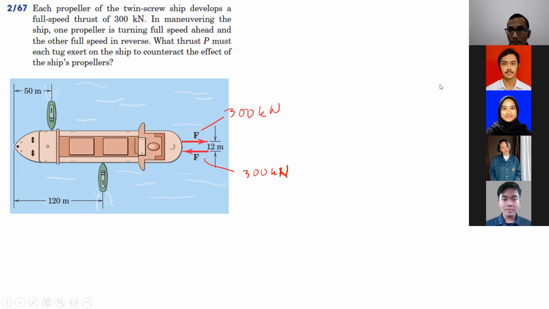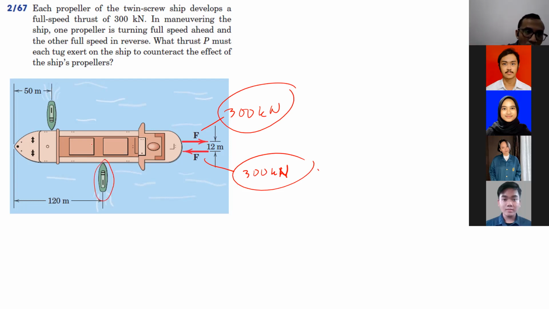Yeah, I'm still trying to comprehend it. So basically, the boat has two propellers, and both propellers are giving thrust forces. Both thrusts are in the opposite direction, but the magnitudes are the same, 300 kilonewton. The distance between both forces is 12 meters.